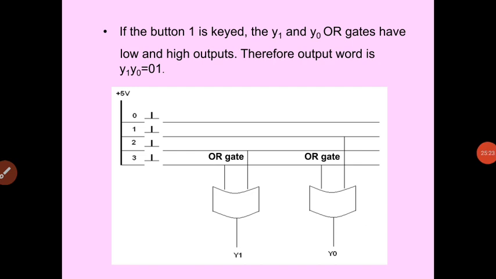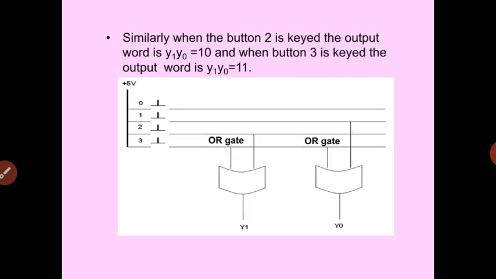If button 1 is keyed or pressed, then the y1 and y0 OR gates have low and high outputs. Therefore, the output will be equal to 01, so y1 will be 0 and y0 will be equal to 1. Similarly, when push button switch 2 is closed, then the output word y1 y0 is equal to 10, and when push button 3 is pressed, then the output word y1 y0 is equal to 11. Okay, so this is the explanation for a 4 by 2 encoder.